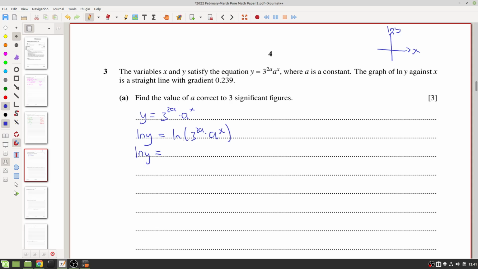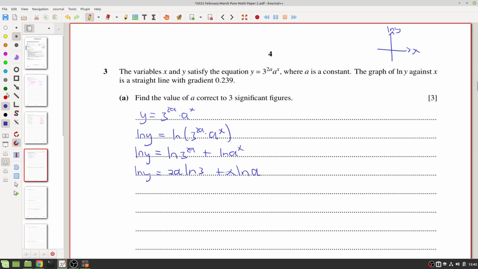Then we just apply all the logarithm laws we've studied for a couple of years already. If we have two things multiplied together inside of a ln or a log, we can add the ln of both. So ln of 3 to the power 2a plus ln of a to the power x. Next, we also know that the exponent can move to the front. That's one of the biggest advancements made before calculators in order to calculate really big things, and we can thank John Napier for that. So let's move the exponent to the front, changing exponentiation into multiplication: 2a ln 3 plus x ln a.